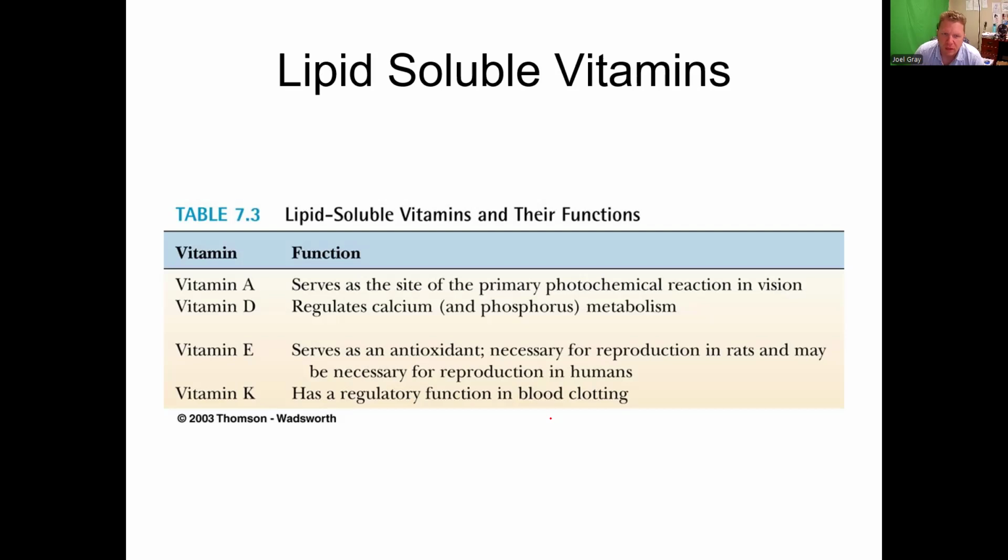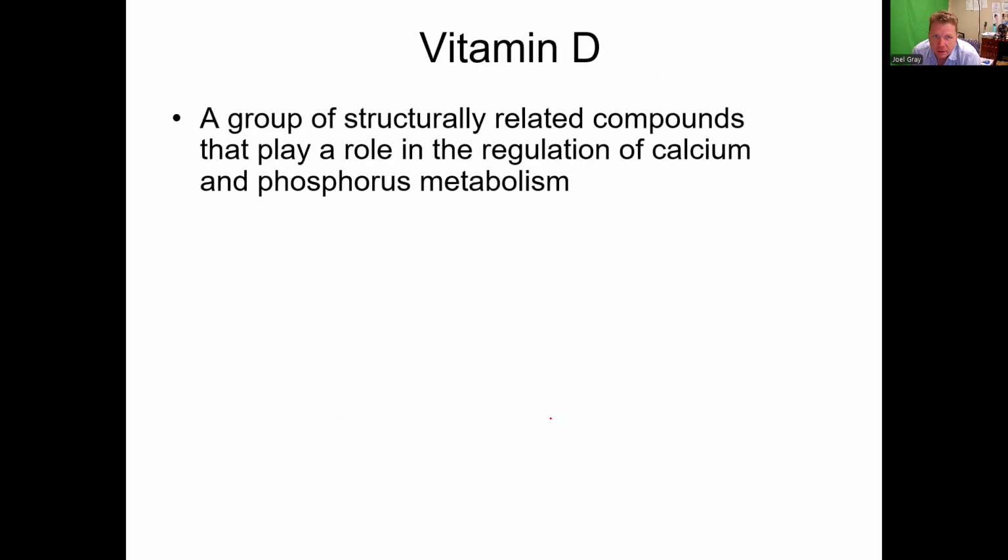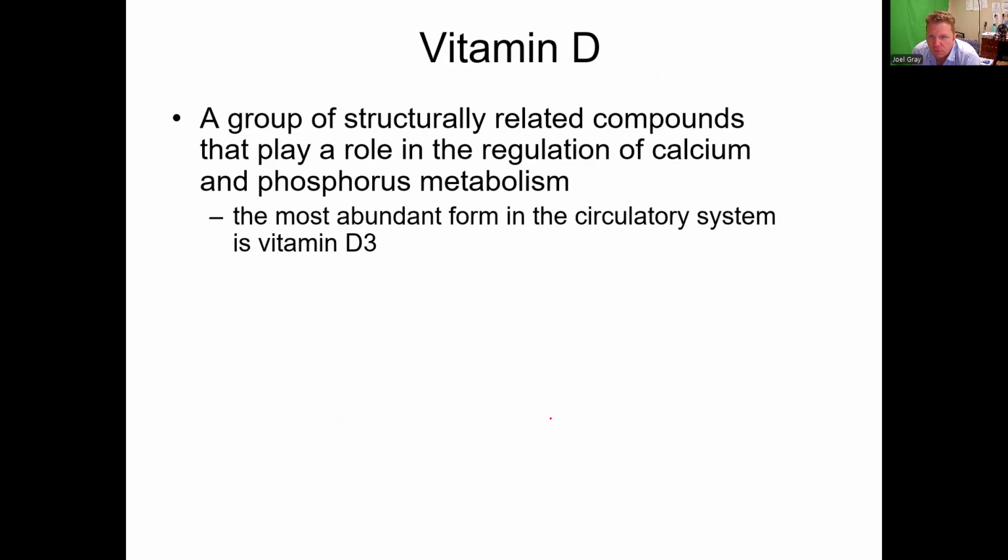Your lipid-soluble vitamins are A, D, E, and K. A serves as the site of primary photochemical reaction in vision. D regulates calcium. E serves as an antioxidant. K has a regulatory function on blood clotting. Vitamin D is actually a group of structurally related compounds that play a role in the regulation of calcium and phosphorus metabolism. The most abundant form in the circulatory system is vitamin D3.